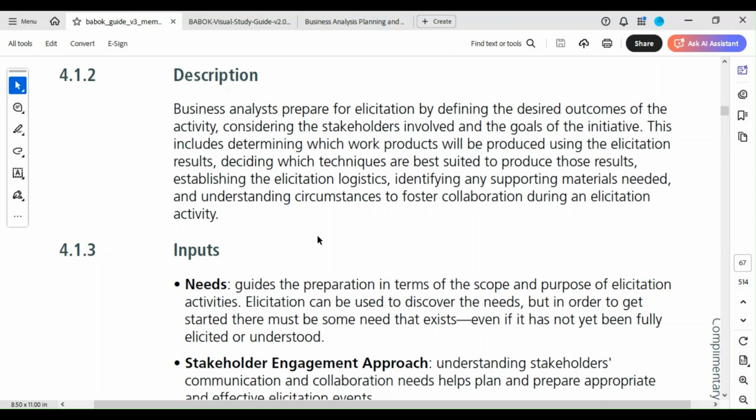Deciding which techniques are best suited to produce those results. So, okay, if this will give me this, what is the best technique to go about it? Establishing the elicitation logistics, just like I mentioned, identifying any supporting materials needed, and understanding circumstances to foster collaboration during an elicitation activity.